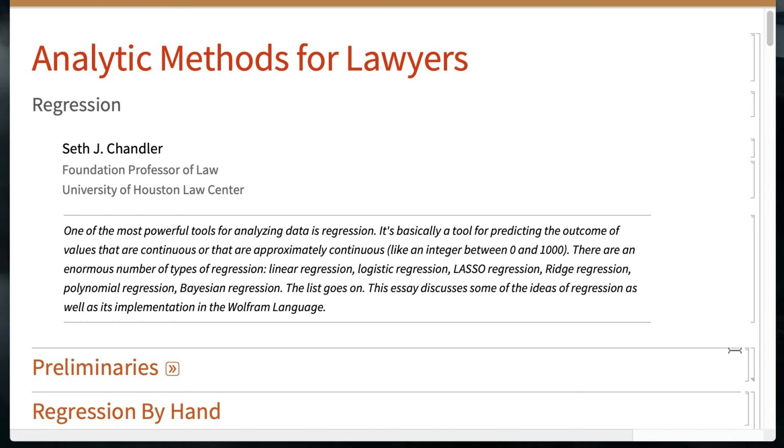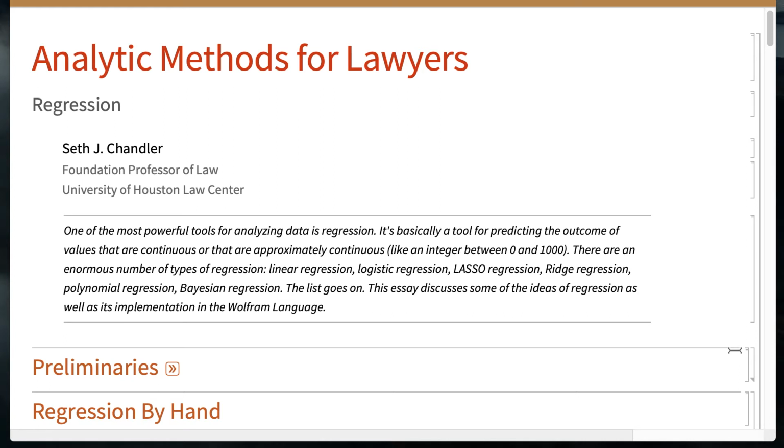Basically, it's a way of predicting values that are continuous or that are so close to continuous that we don't really care. There are an enormous number of types of regression: linear regression, logistic regression, Poisson regression, LASSO regression, ridge regression, Bayesian regression, and the list goes on.